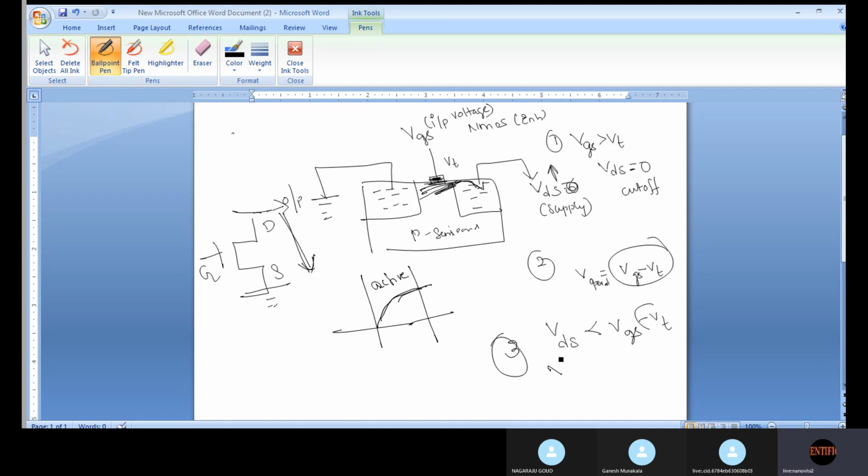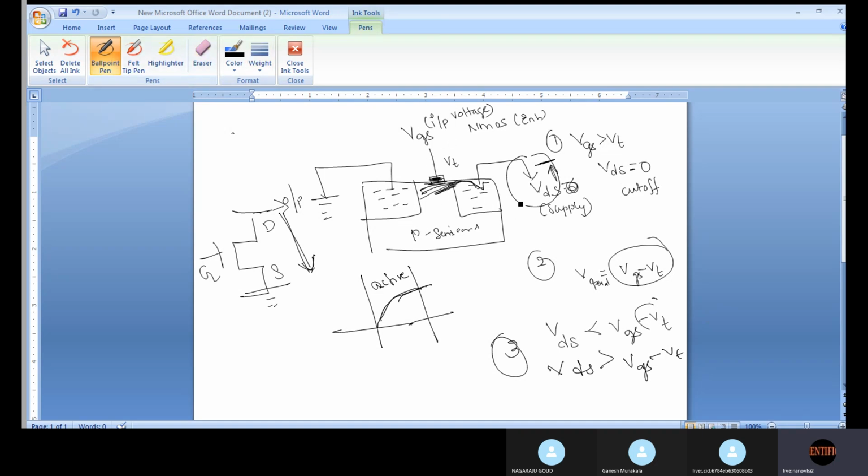The third one is, for VDS also there is a limit. You cannot go beyond the limit. So VDS, if it is greater than VGS, the input voltage, minus the threshold. Always you should subtract the threshold, that is common. If it goes beyond this input voltage, what happens?